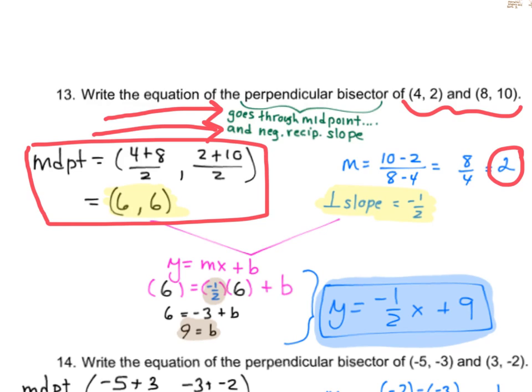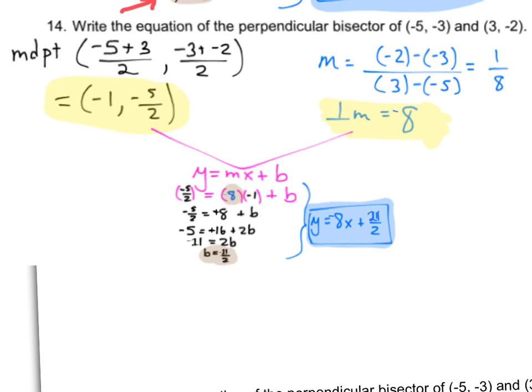But I don't want that slope, I want a perpendicular slope, so I did a negative reciprocal, and I ended up with a slope of -1/2 that I want to use. So down here, in my y equals mx plus b work, I plugged in the point (6, 6) for x and y. I plugged in the slope of -1/2. I solved for b and got 9. And then I plugged in my slope and my y-intercept and determined the equation to be y equals -1/2 x plus 9.